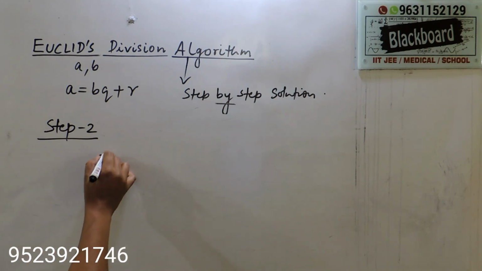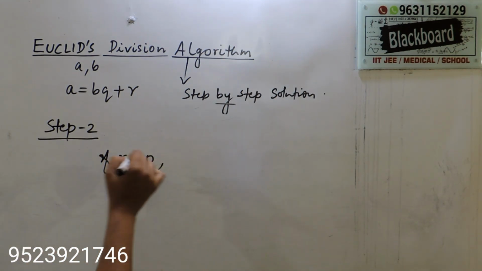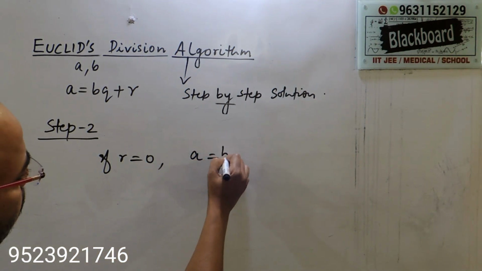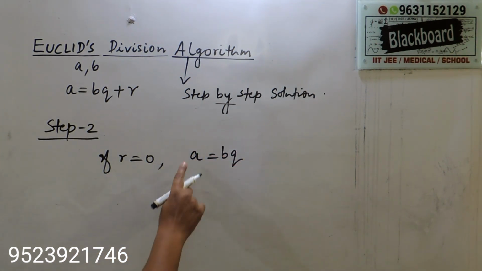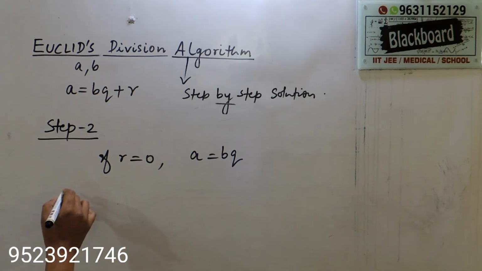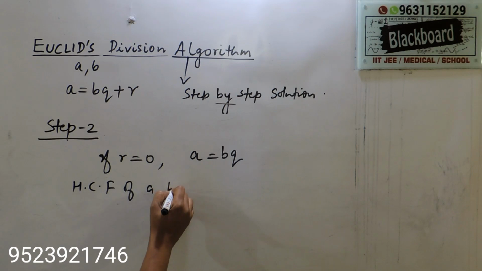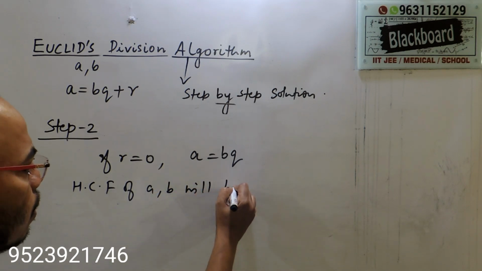In second step, if r equals 0, मान लिया r 0 है. If r is 0, that means a is equal to bq. In this case, HCF of a and b will be b.